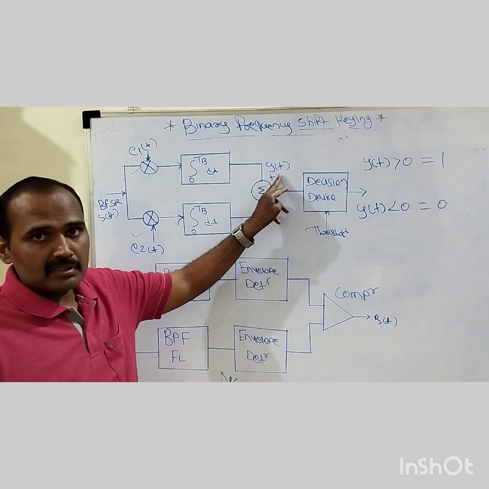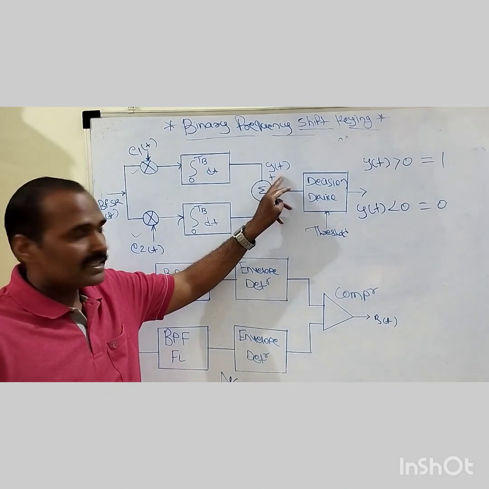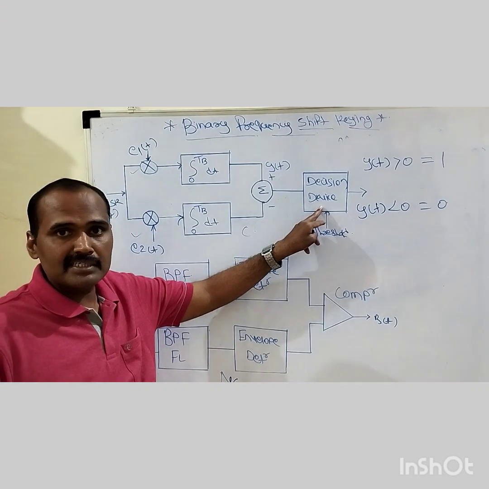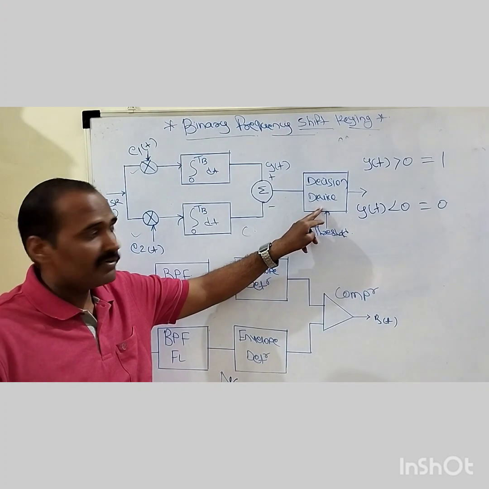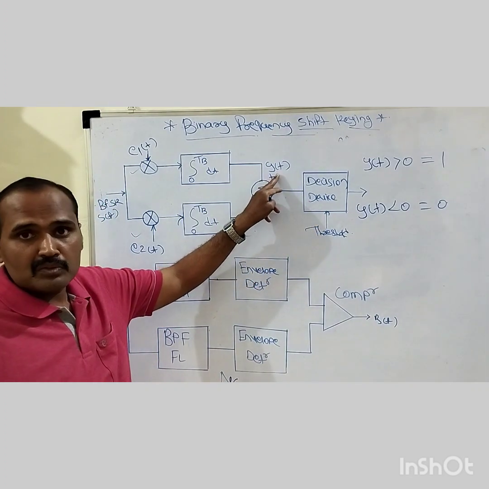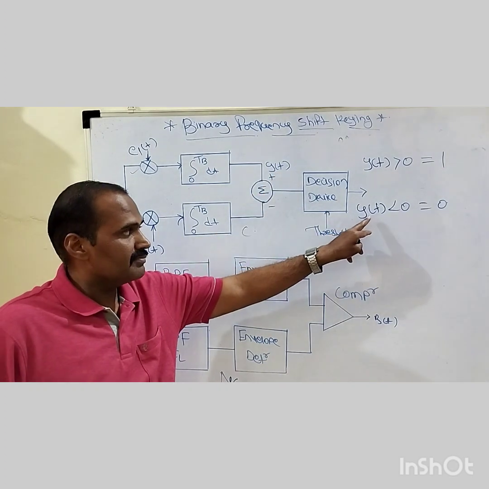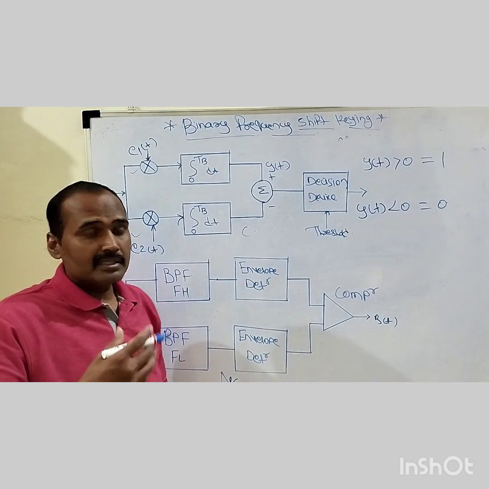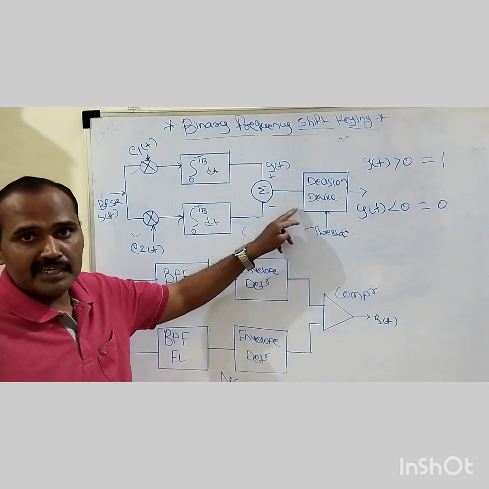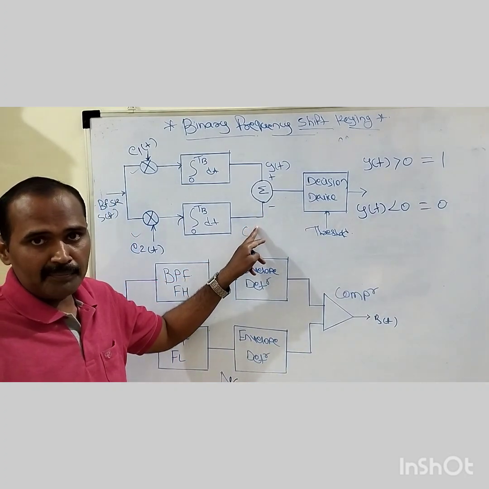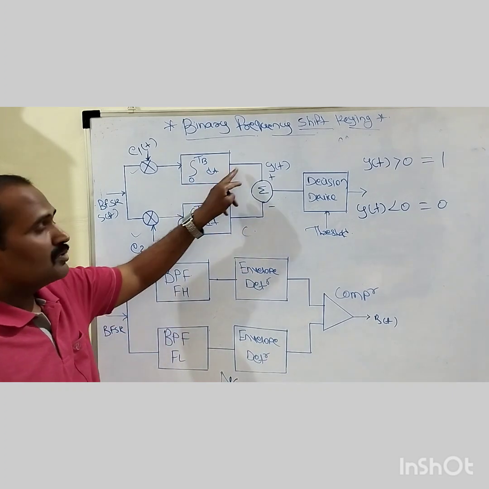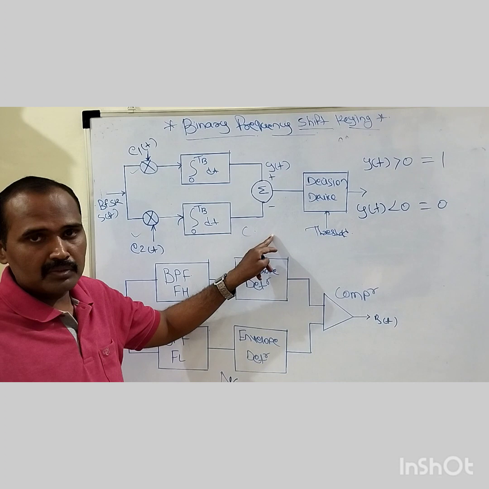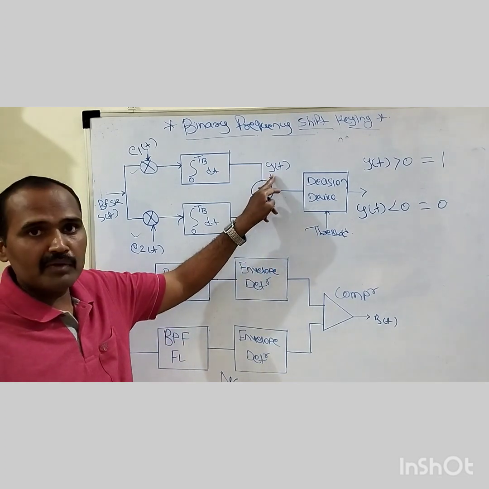If this y(t) is greater than 0, at that time the decision device will take the decision in terms of binary 1. If y(t) is less than 0, the decision device will take the decision in terms of lower frequency or binary 0. If the output of the upper correlator is greater than that of the lower correlator, at that time y(t) equals 1.